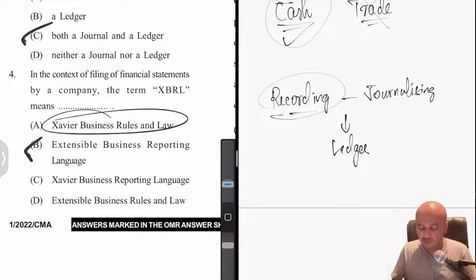Obviously not Xavier business rules and law. One thing which is good from the students' point of view with respect to MCQ type exams is that even without knowing the right answer, you can still select it because you can eliminate the wrong answers. For example, Xavier business laws, definitely not. Xavier business reporting language, why is Xavier coming into the picture here? Incorrect. Extensible business rules and law doesn't look right either. So the best possible answer here is obviously B, and that is in fact the right answer.